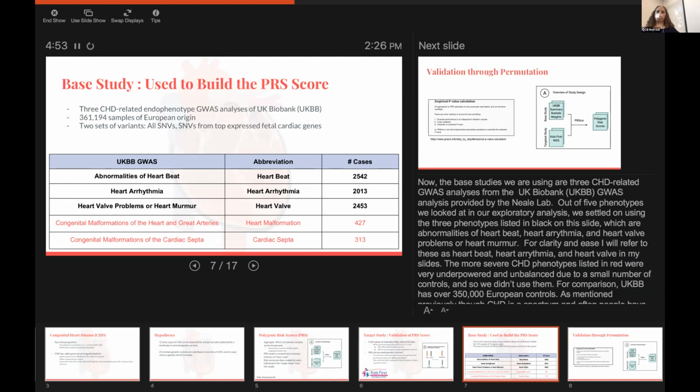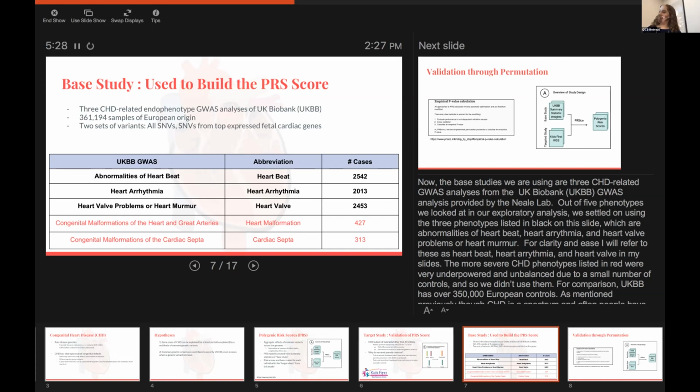All right, the base study we are using are 3 CHD-related GWAS from the UK Biobank provided by the Neale Lab. Out of 5 phenotypes we looked at in our exploratory analysis, we settled on using the 3 phenotypes listed in black on this slide, which are abnormalities of heartbeat, heart arrhythmia, and heart valve problems or heart murmur. For clarity and ease, I will refer to these as heartbeat, heart arrhythmia, and heart valve in my slides.